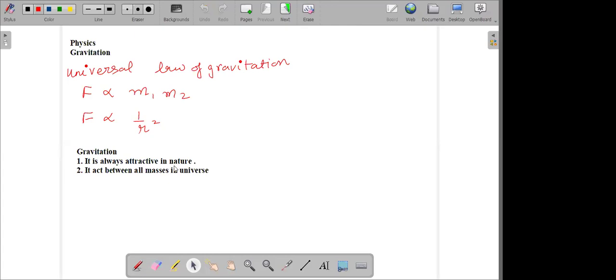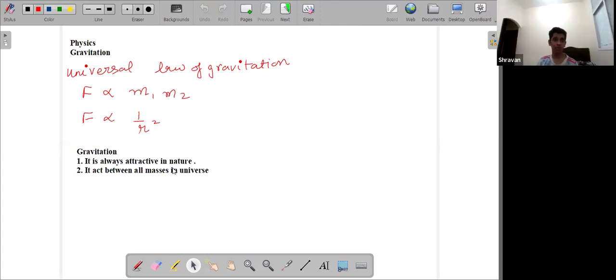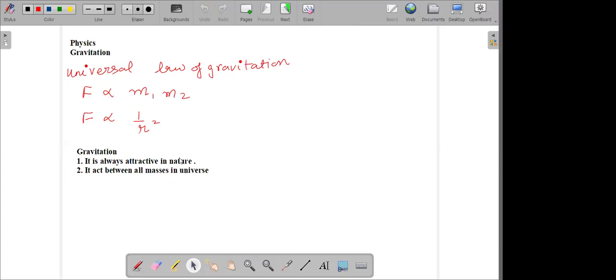Yeah, Shravan, what is the force of gravitation? So I just joined the class. I don't know. Okay, so the force of gravitation, it is the force which is always attractive in nature.